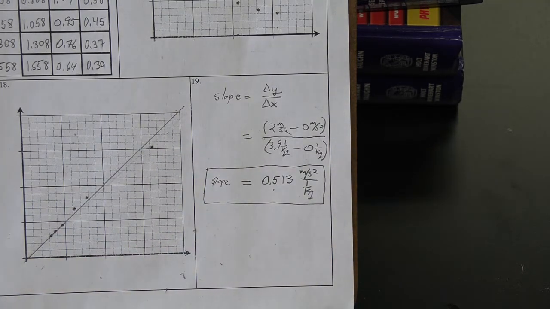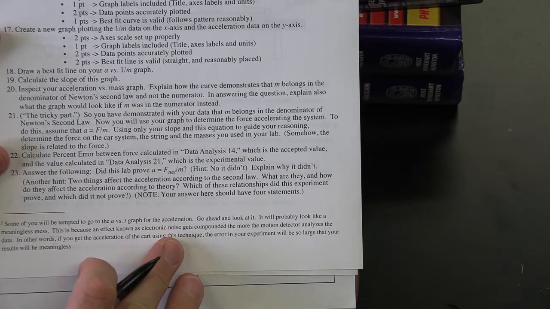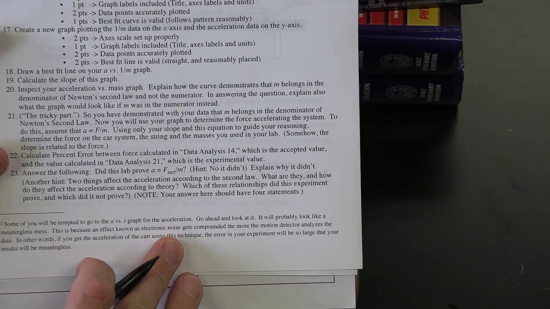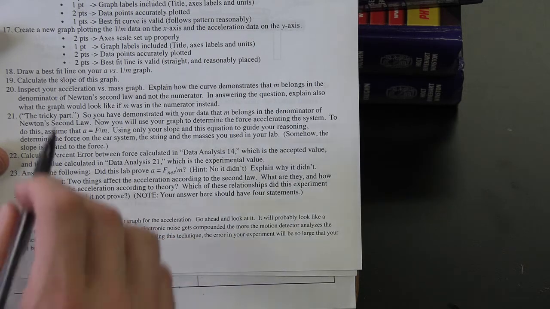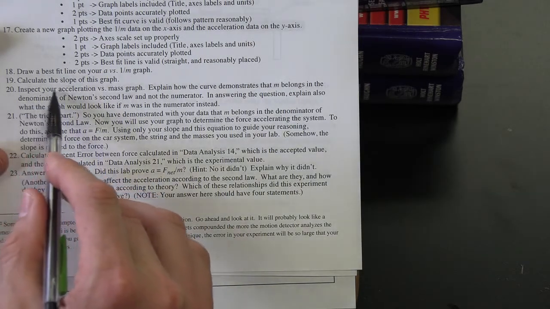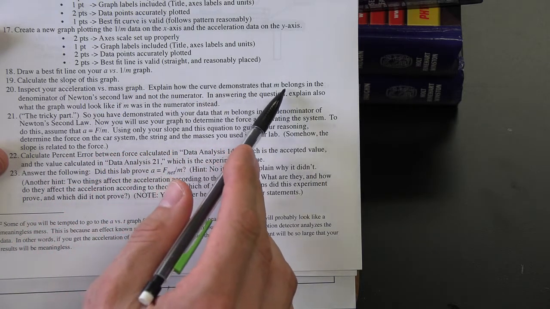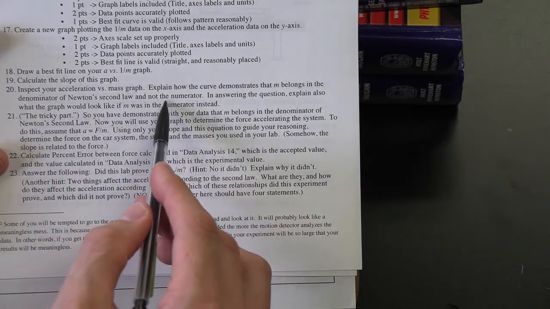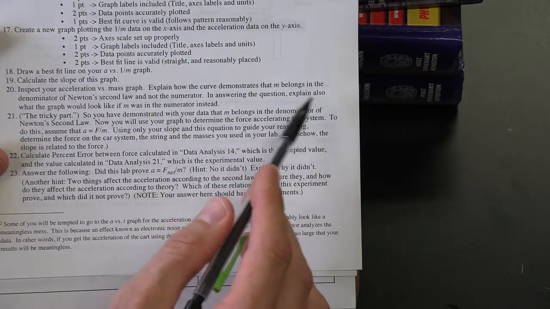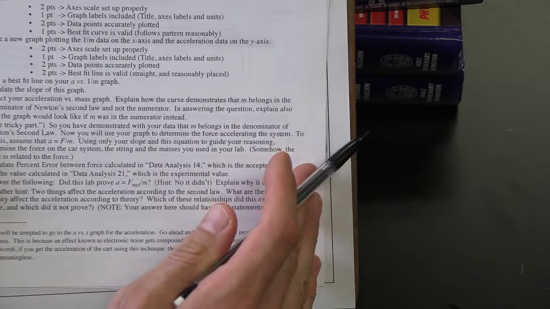Okay, so now we're on to step 20. Once again, we've got to figure out where m belongs in Newton's second law and to what power based on our graphs. So number 20 says, inspect your acceleration versus mass graph. Explain how the curve demonstrates that m belongs in the denominator of Newton's second law and not the numerator. In answering the question, explain also what the graph would look like if m was in the numerator instead.